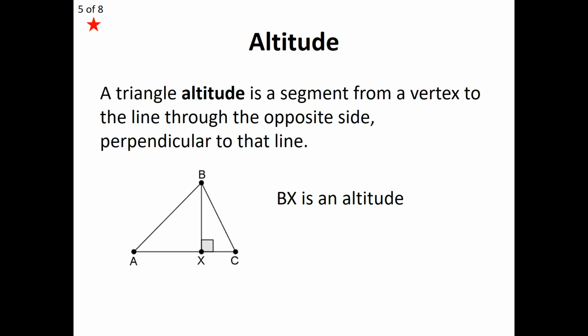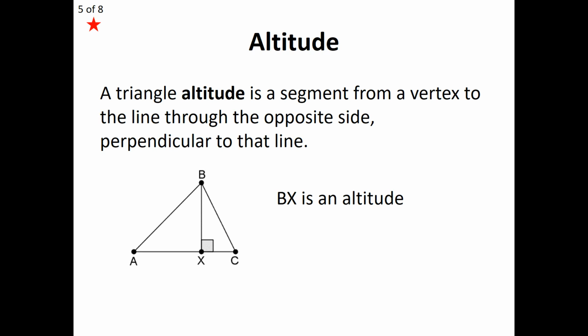Now, we're going to move on to our next proof, but before we get to that, I need to introduce to you a new segment that can be formed in the interior of a triangle. This segment is called an altitude. A triangle altitude is a segment from a vertex to the line through the opposite side, perpendicular to that line. I know it's kind of a lengthy definition, but it's a very simple definition in the sense of illustrating this.